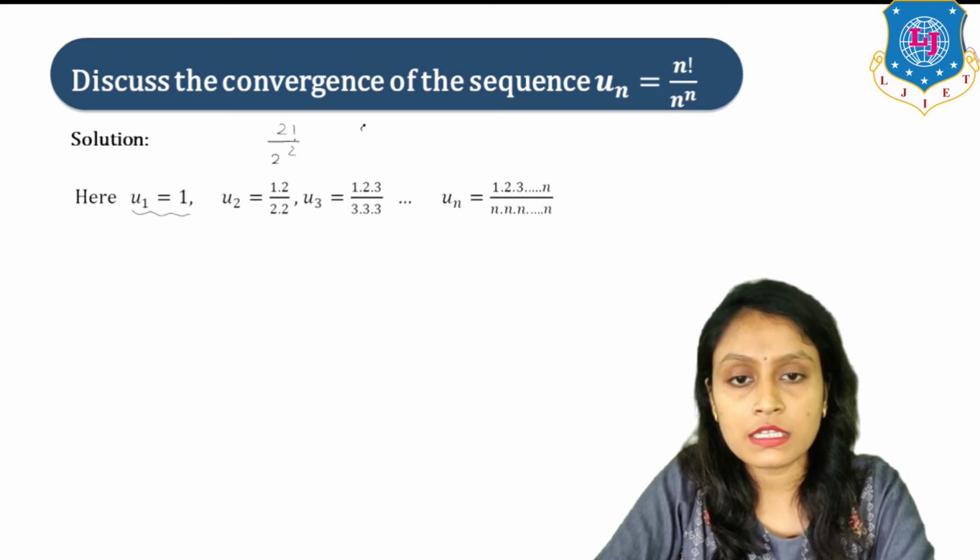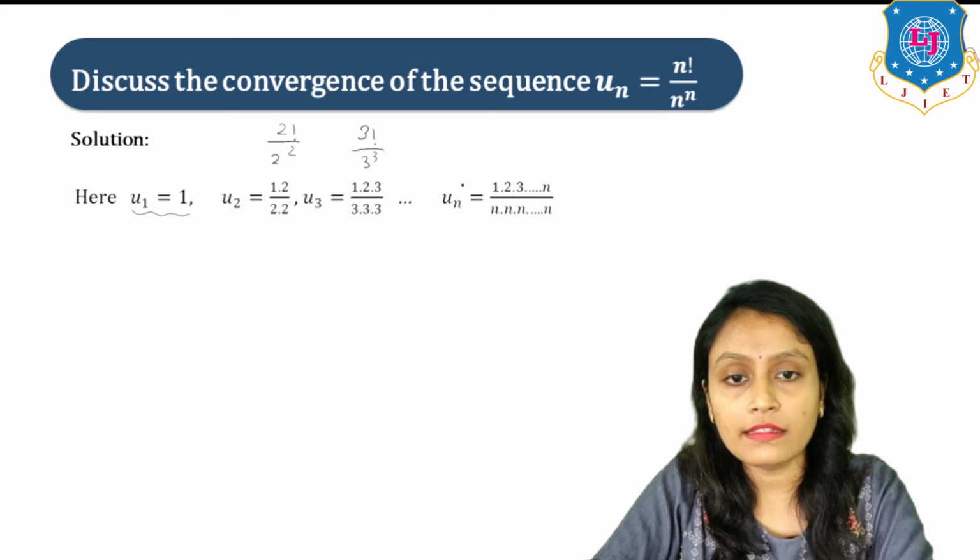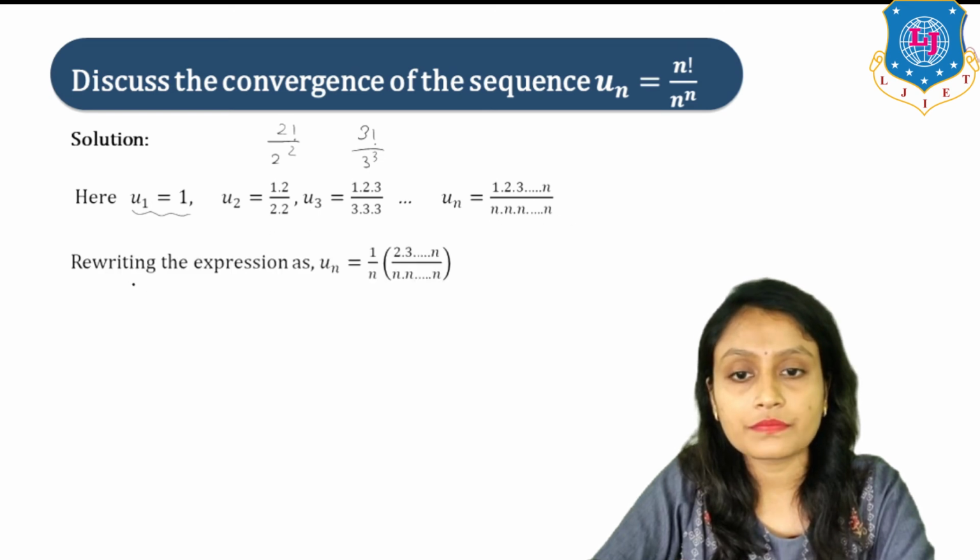Then u3, that is 3 factorial upon 3 cube. So we can write it like this, that is 1, 2, 3 upon 3 into 3 into 3. And so the nth term will be 1 into 2 into 3 up to n, and in the denominator we have n written n times. Next we will rewrite this un expression as 1 upon n.